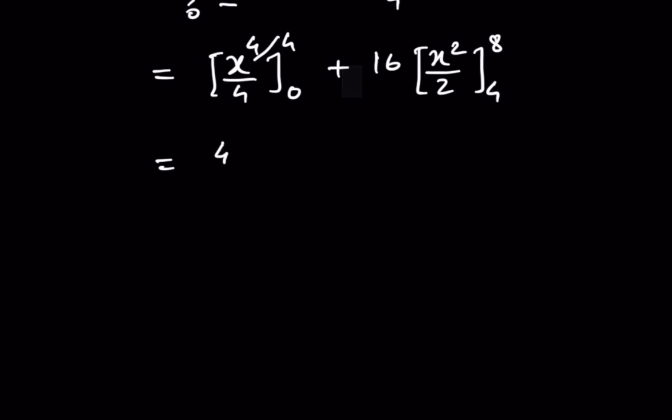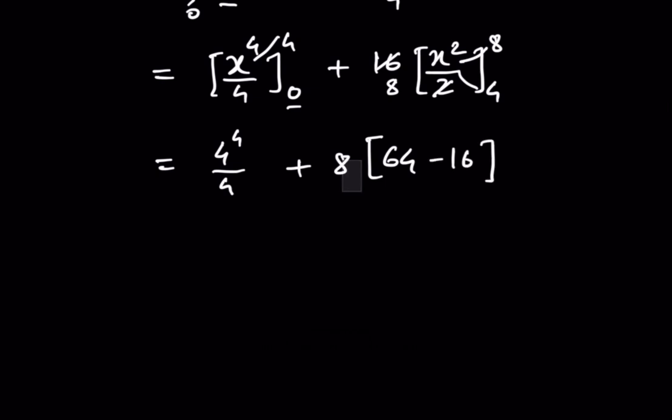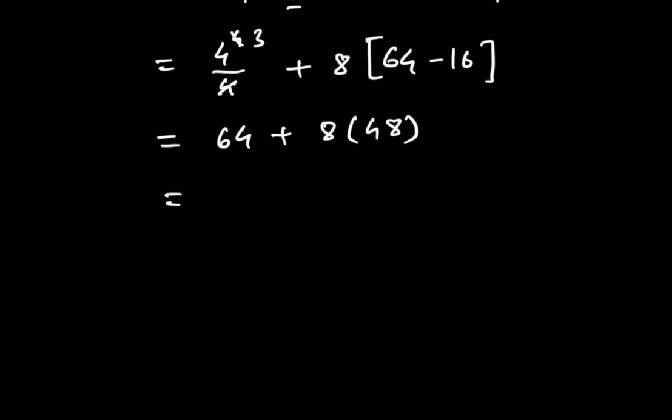Substituting limits in place of x, we get 4 power 4 divided by 4, lower limit is 0, plus 8 into 8 squared, 64, minus 4 squared, 16. Simplify this: 4 power 4 divided by 4 is equal to 4 cubed, 64, plus 8 into 48, equal to 64 plus 384. Thus, the answer to the given integral is 448.